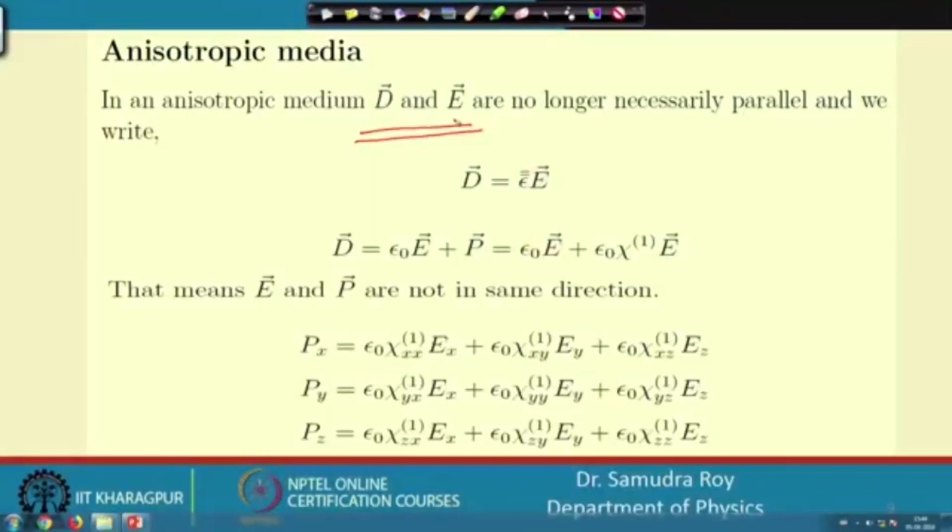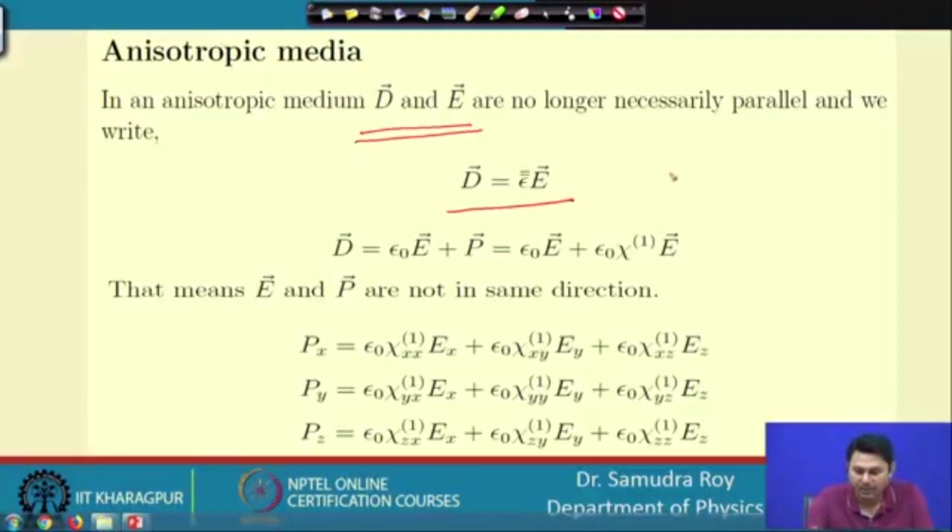So, as a result, D and E are not necessarily parallel to each other. Since they are not parallel, we write D is equal to epsilon E, but now my epsilon notation is slightly changed. If you note, I write epsilon bar, double bar. So, this is a notation of a tensor quantity. We are going to learn what the meaning of this tensor quantity is. The thing is that D and E are now not related by a scalar relation. So, the relation is more complex.